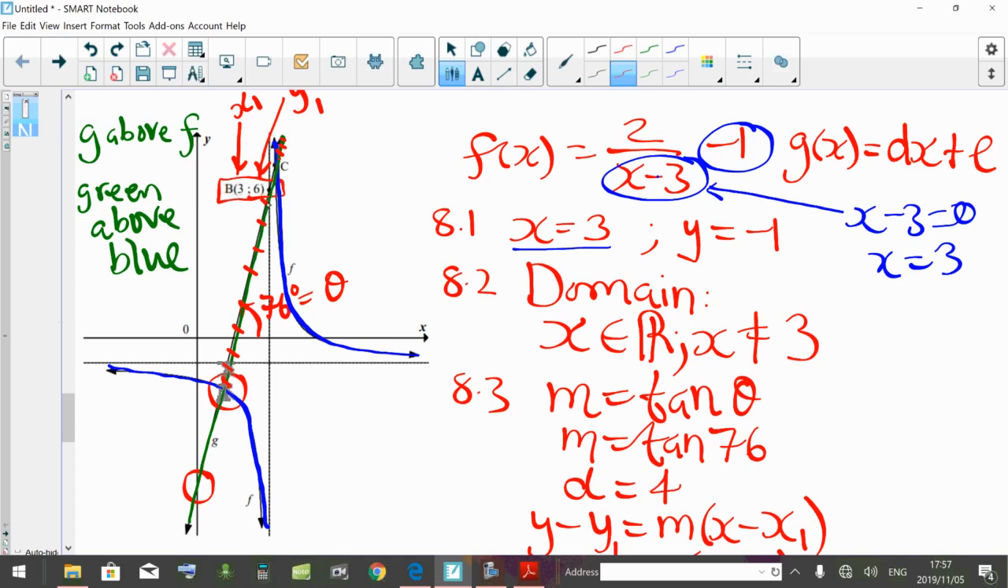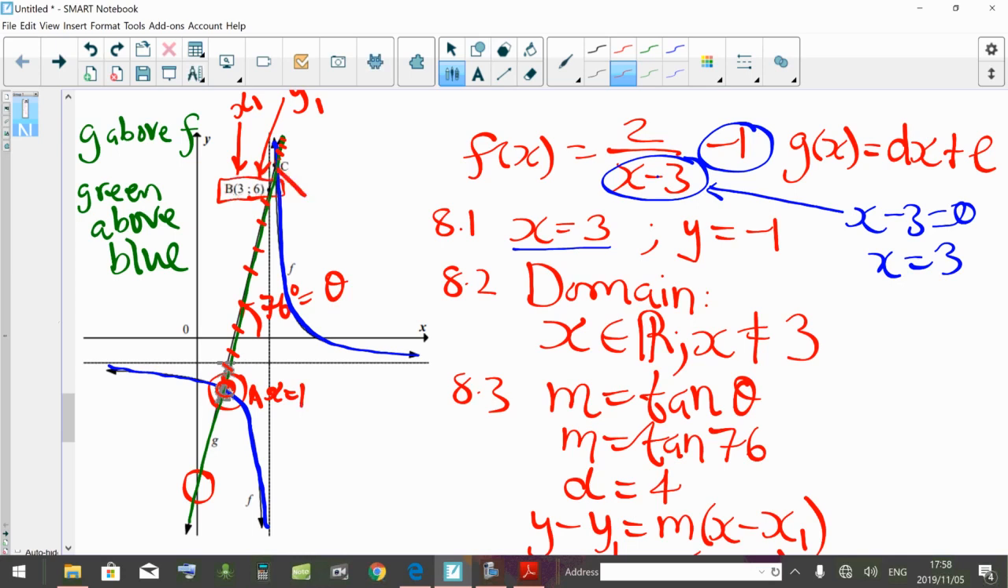The places that I've marked indicate the areas where green is above blue. So what I need to do now is to write it down mathematically. I obviously need to know the coordinates of this point, which happens to be A. Remember, I calculated A, and I found that x is equal to 1 here.